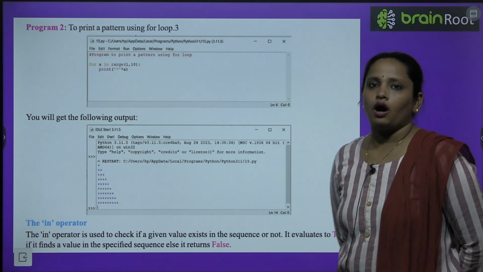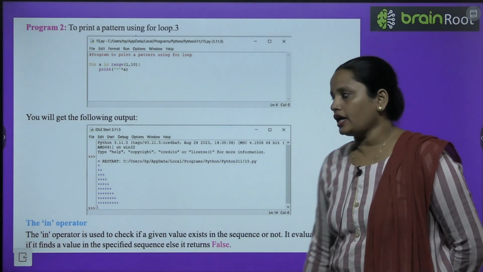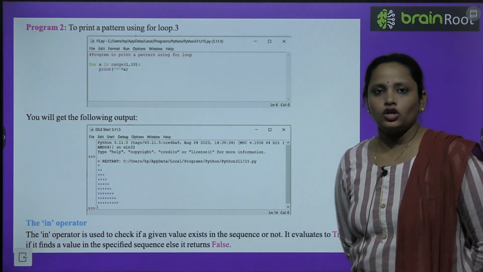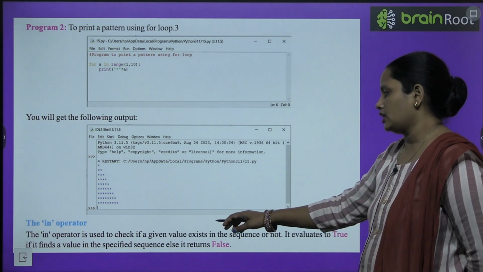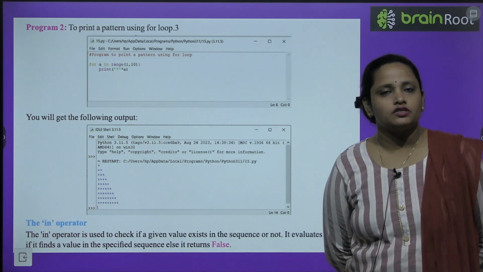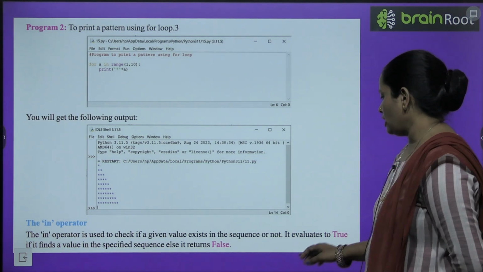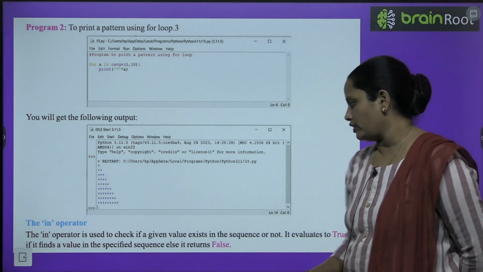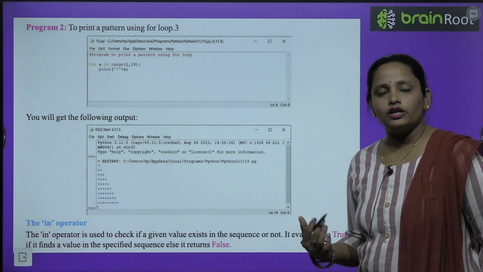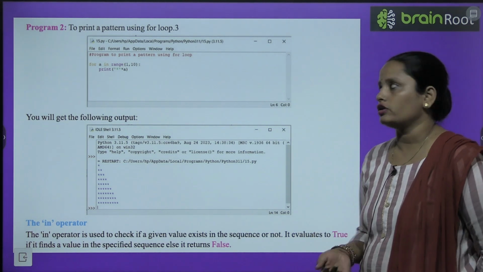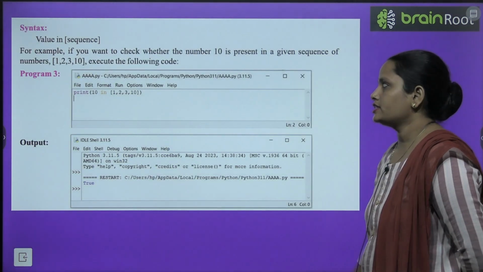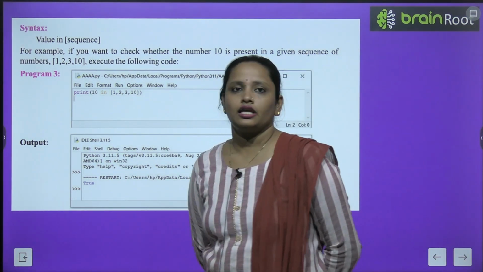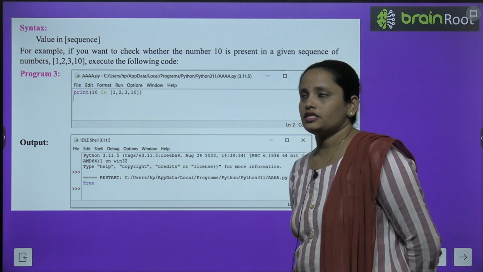Now the in operator. So children, the in operator is used to check if the given value exists in the sequence. ये जो in operator इसे यूज किया जाता है ये चेक करने के लिए कि जो दी गई वैल्यू है वो एक सीक्वेंस में है या नहीं. It evaluates to true if it finds the value in a specific sequence, else it returns false. So अगर वैल्यू जो सीक्वेंस में है तो ये true देगा, नहीं तो ये false statement देगा. So let's type the syntax. This is the syntax of this: value in, then we have written in brackets sequence.